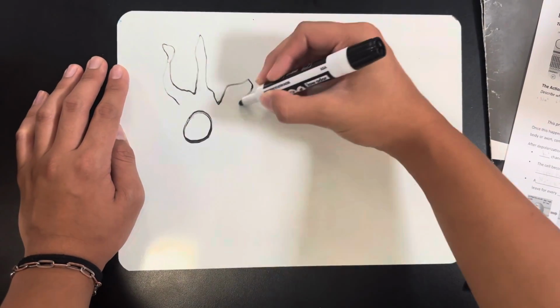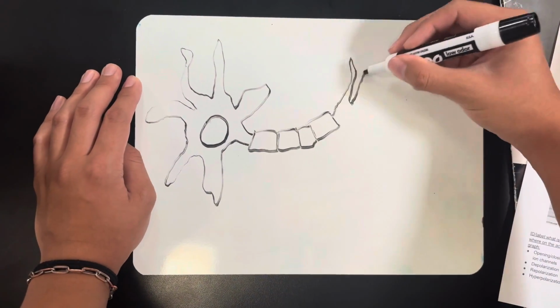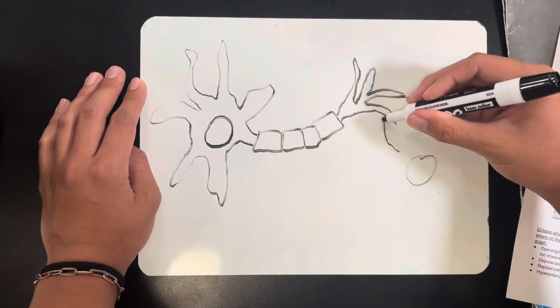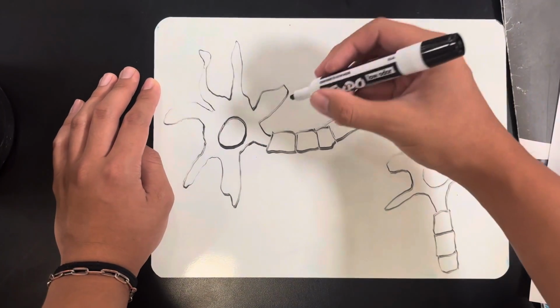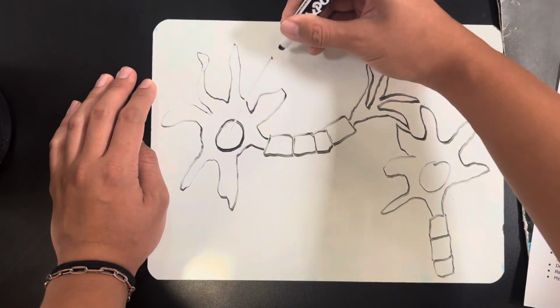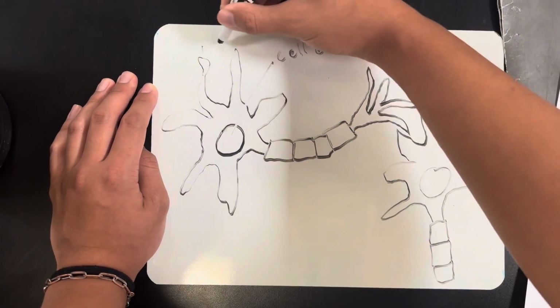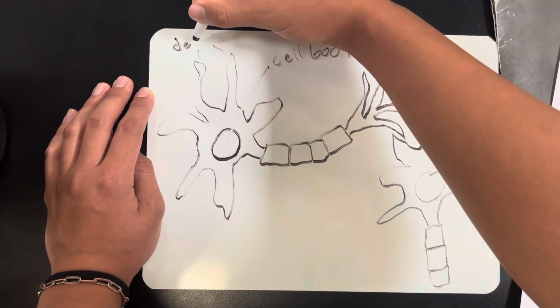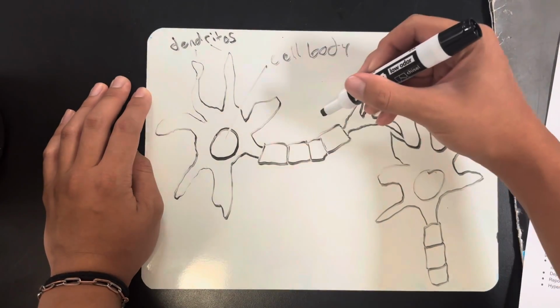Now let's take a look at a neuron. Neurons are a special kind of cell that send and receive information in our nervous system, and they have three main parts: the dendrites, the cell body, and the axon. First, we have the cell body or soma, which acts as a control center for the cell. Next, these branch-like structures are called dendrites, and they receive cell signals similar to antennas.